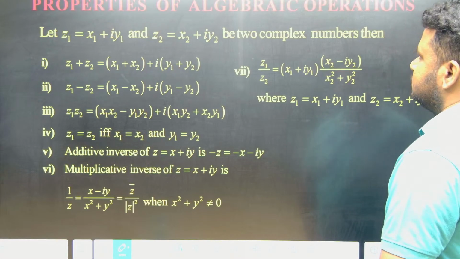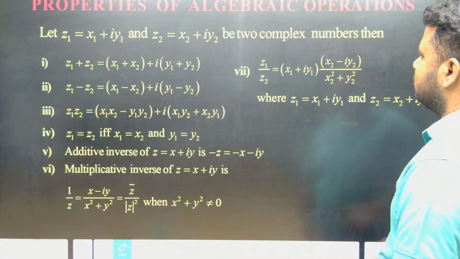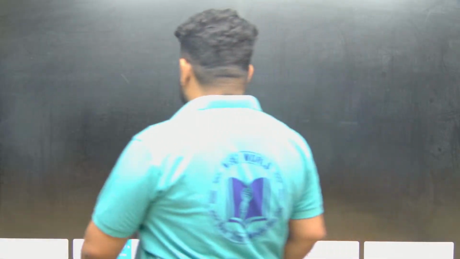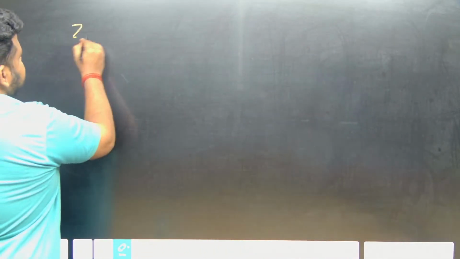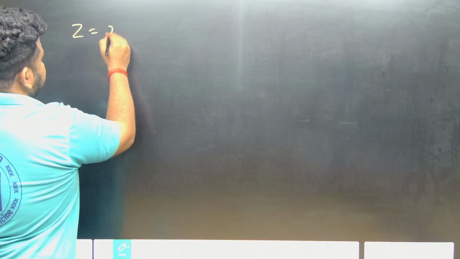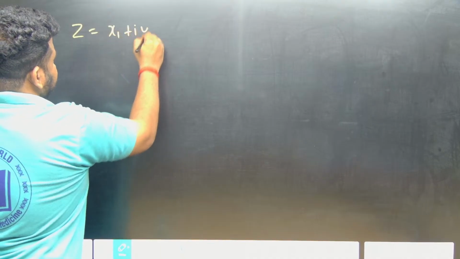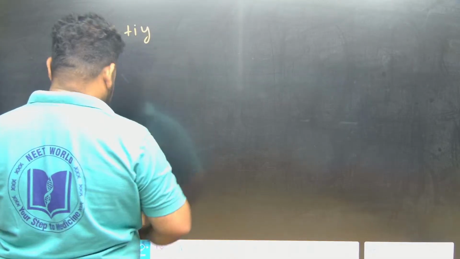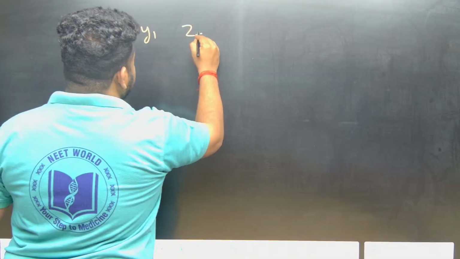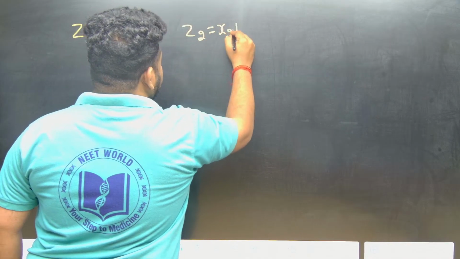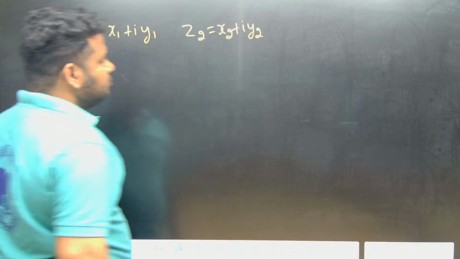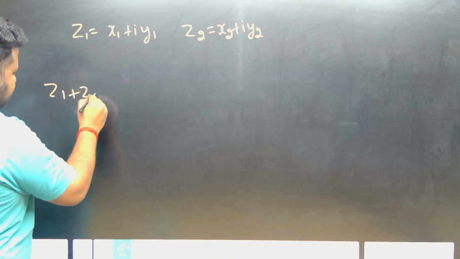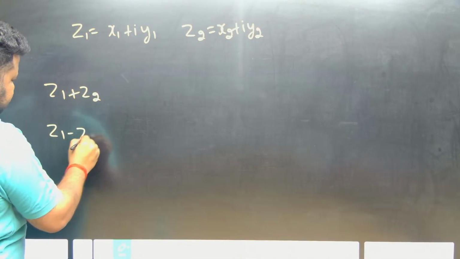Now let us proceed to the properties and algebraic operations on complex numbers. Suppose they have given two complex numbers: z1 is equal to x1 plus i y1, and another complex number z2 is equal to x2 plus i y2. Now suppose they ask you z1 plus z2, that is addition of the complex numbers. If they ask you z1 minus z2, how to do it?